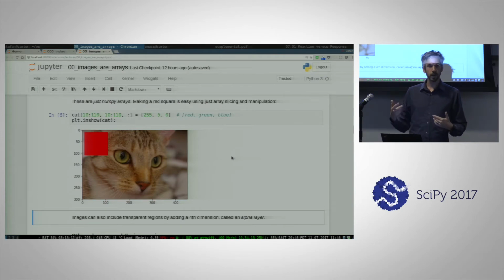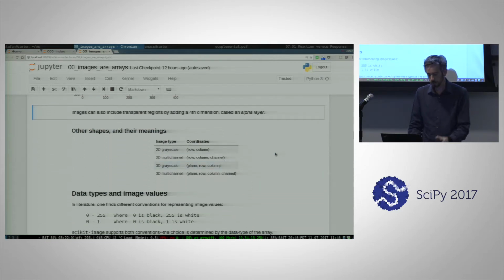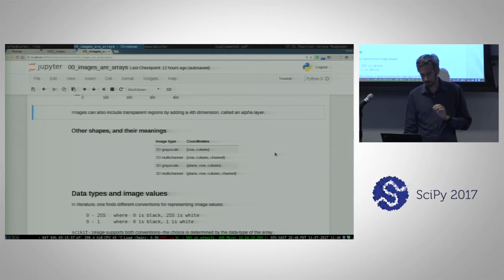If you include a 4th dimension, so you've currently got red, green, and blue, but if you also include an alpha dimension, then you can encode transparency into the image. Like you know that PNG images often have regions that you can see through, and you can do that with an alpha layer. You'll see this again later in the tutorials, but I wanted to highlight the different kinds of images you can represent.